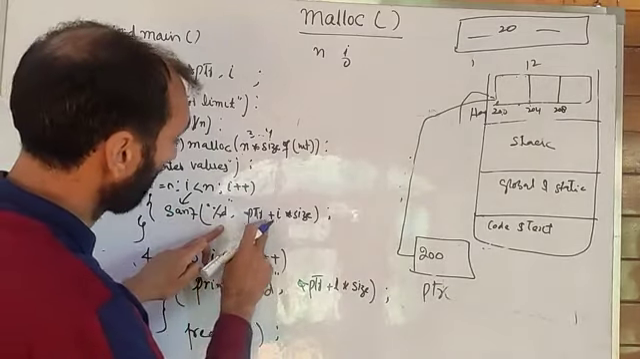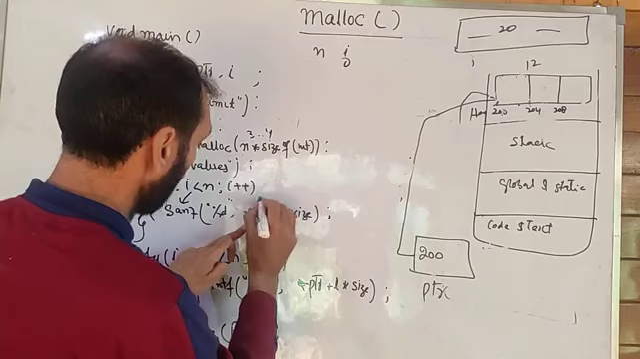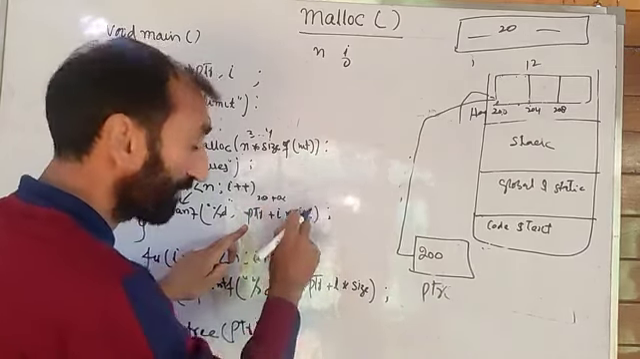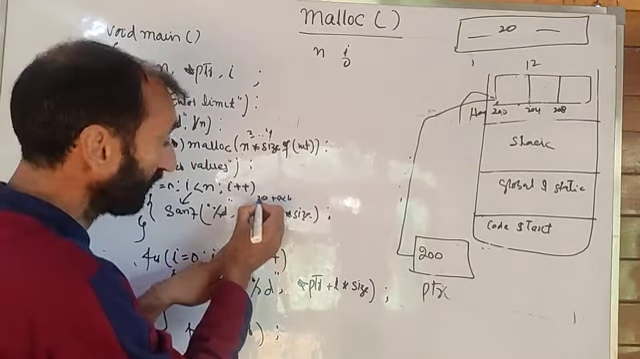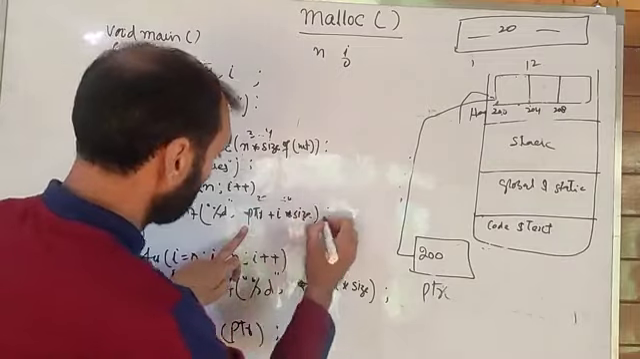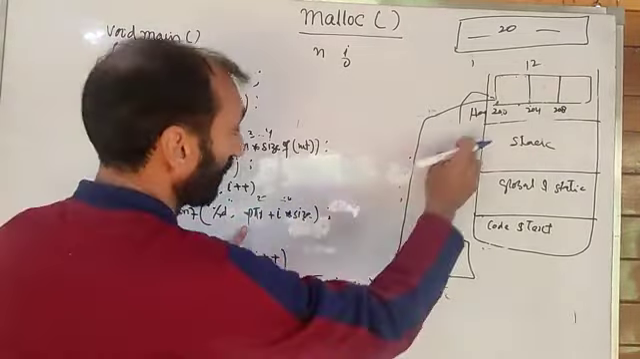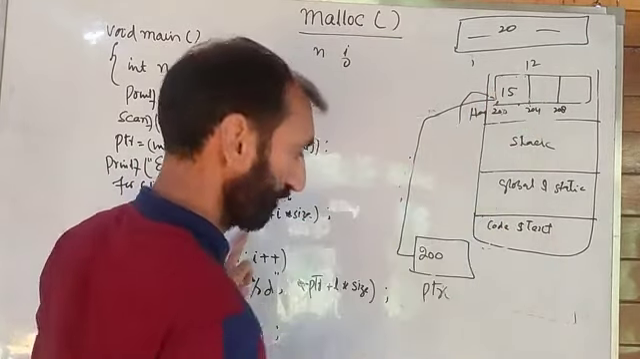Second argument: ptr plus i into size. What is ptr? ptr is 200. Take care, plus i, where i is 0. And what is the size of integer? That is 4. 4 into 0 equal to 0. 0 plus 200 equal to 200. That means the element is going to be stored at the 200 location. For example, here I have stored 15.